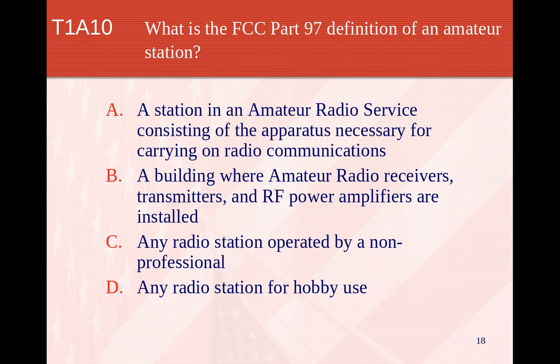What is the FCC Part 97 definition of an amateur station? A station in an amateur radio service consisting of the apparatus necessary for carrying on radio communications.